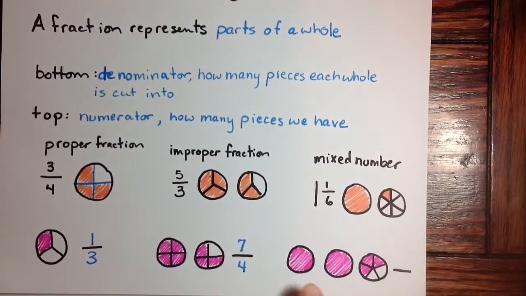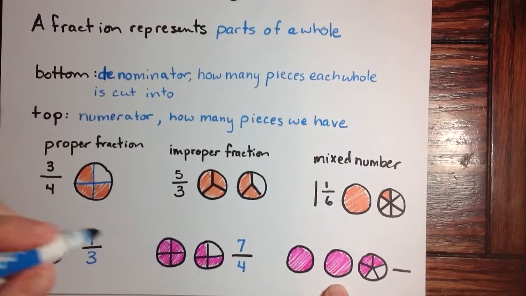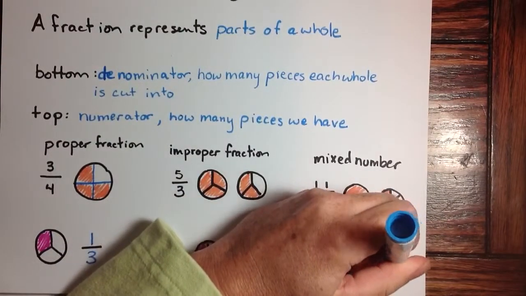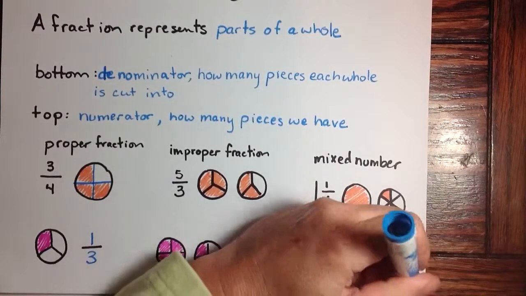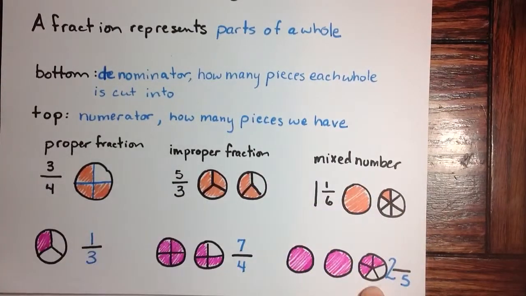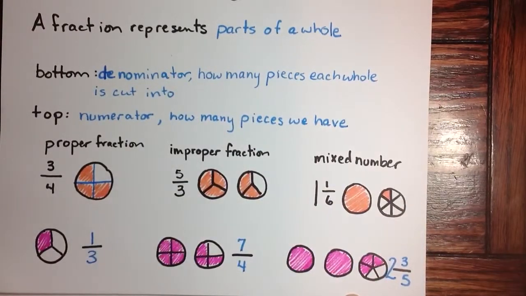And then this last one, because these first two circles are not divided into pieces, this is a representation of a mixed number. We have 2 wholes. Didn't quite give myself enough room to write it there. And then our last circle is divided into 5 equal pieces, and we have 3 of them for the mixed number 2 and 3/5.